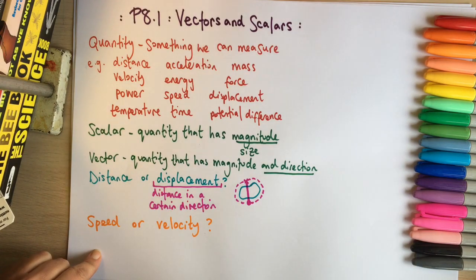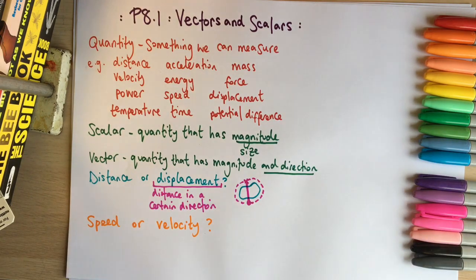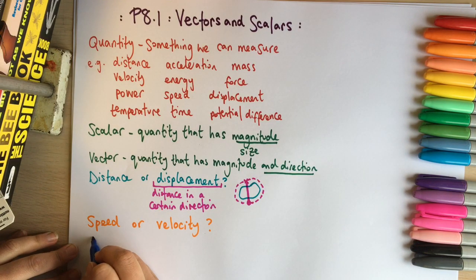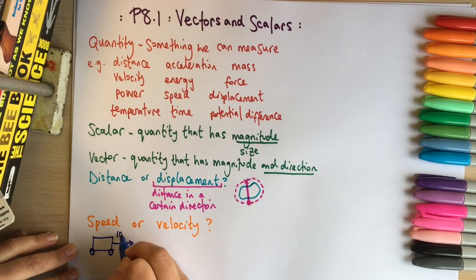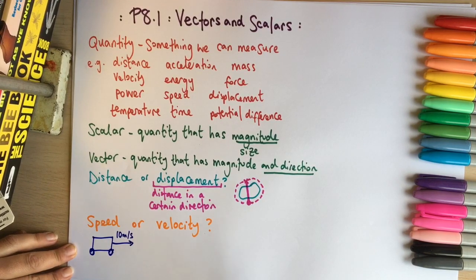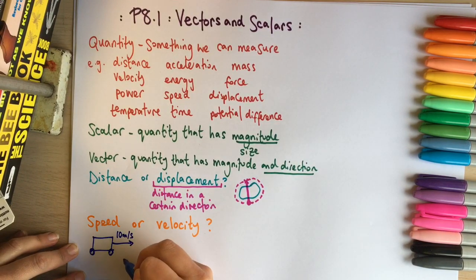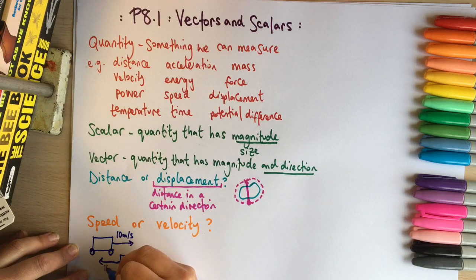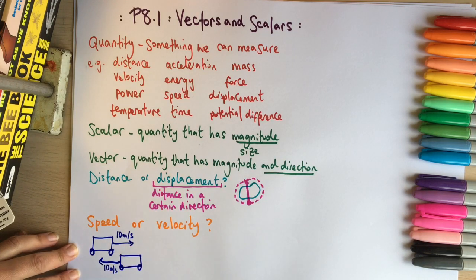So let's just put it into a really clear thing of what we mean by this. With speed, if I've got a trolley that's going in this direction at 10 meters per second, and I've got a trolley that's going in this direction, then I would say that both of them are 10 meters per second.